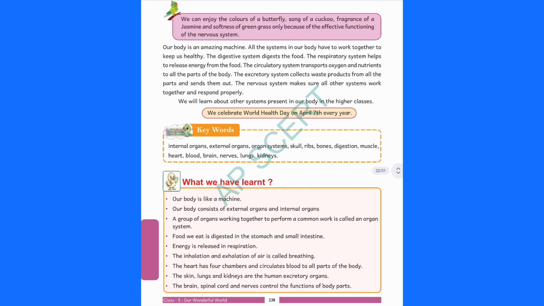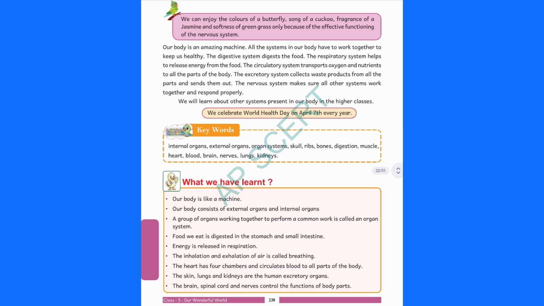Page number 238. We can enjoy the colors of a butterfly, song of a cuckoo, fragrance of a jasmine, and softness of green grass, only because of the effective functioning of the nervous system. Our body is an amazing machine. All the systems in our body have to work together to keep us healthy. The digestive system digests the food. The respiratory system helps to release energy from the food. The circulatory system transports oxygen and nutrients to all the parts of the body.